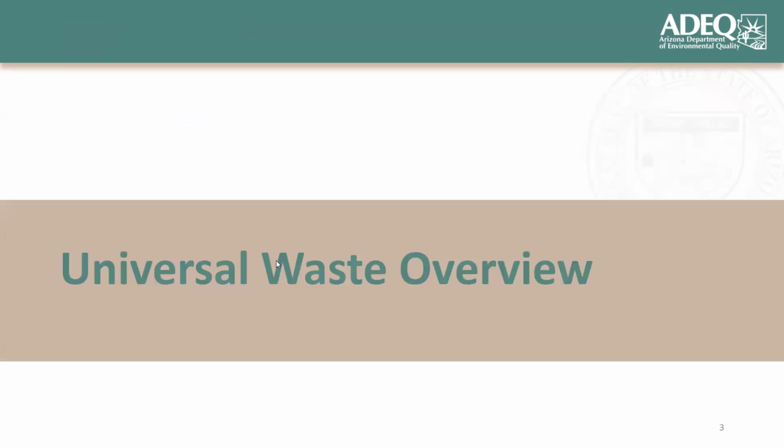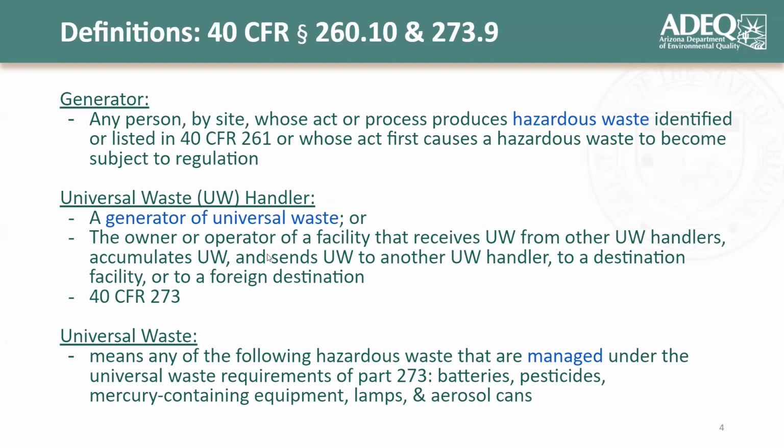To start us off, we will be doing a universal waste overview. There are a few important definitions to pay attention to regarding this topic, and they are generators versus universal waste handlers and universal waste. Universal waste are very specific hazardous waste that the facility can elect to manage under the universal waste requirements under 40 CFR Part 273.